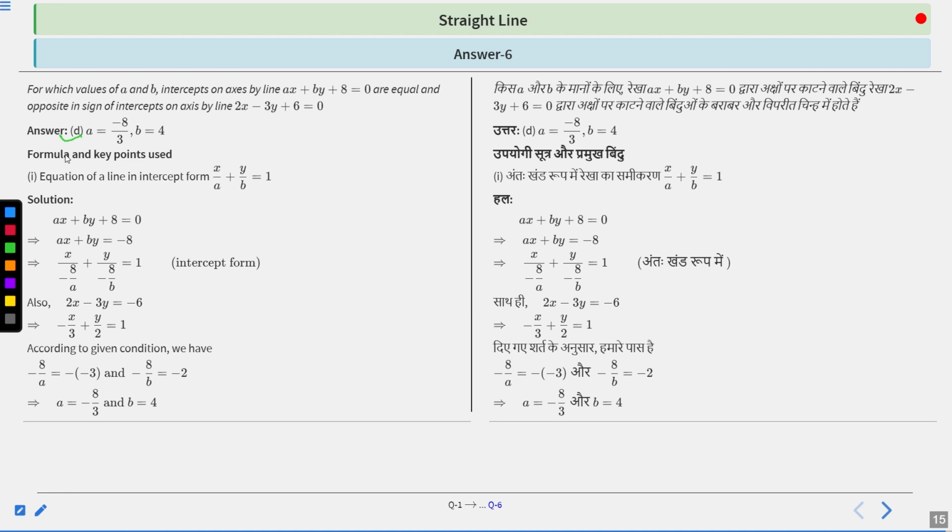So in this way, we have discussed a lot of different types of questions based on a straight line. Hope you understood the concepts and how to apply the concepts in the questions, right?